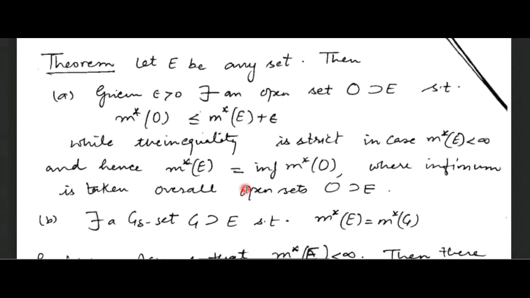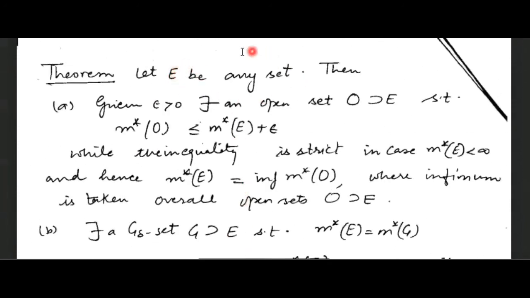Now the second part says that whenever we have any set E, there exists a G delta set such that it contains E and the outer measures are the same, right? So corresponding to any set, we always have a G delta set G such that their outer measures are the same, but E is contained in G.